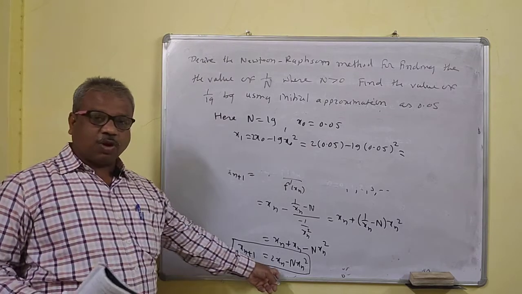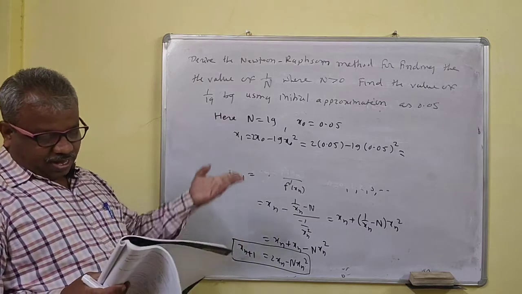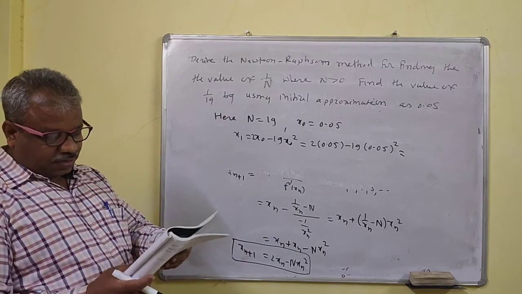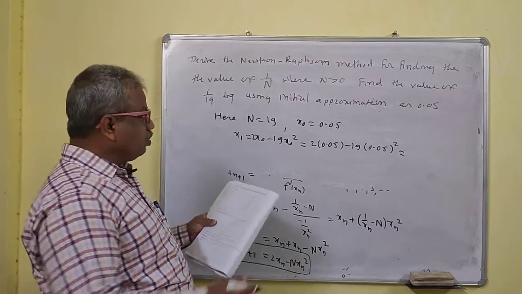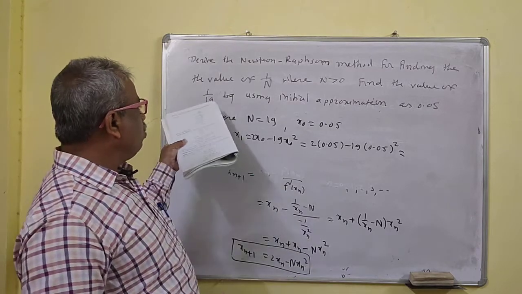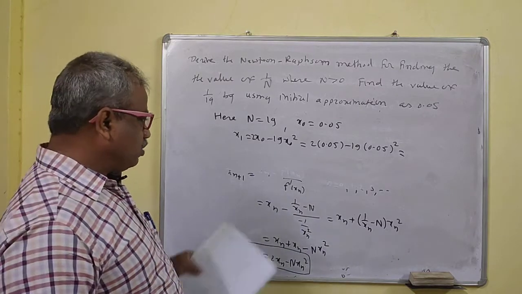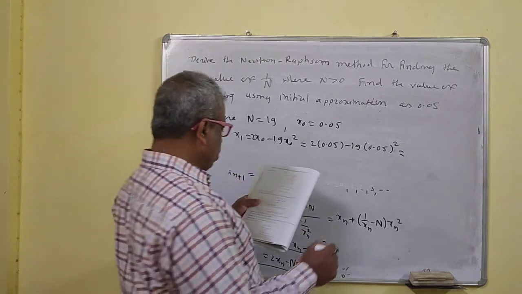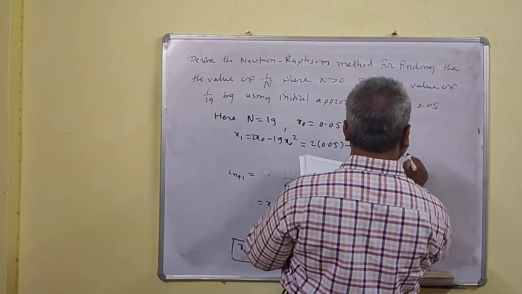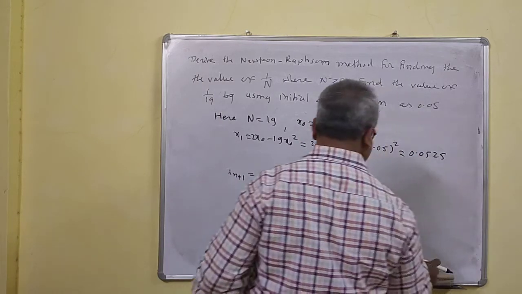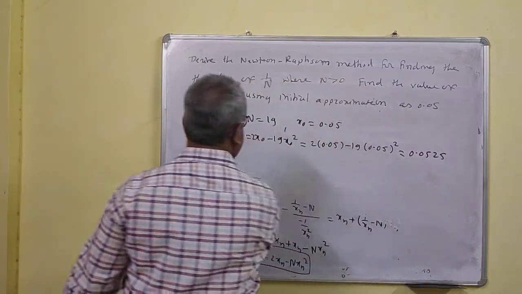So this is the general formula. We will find the value correct up to 3 decimal places. It is not given, just 1 upon 19 is given, so we will find it up to 3 decimal places. So your x1 is whatever we got here, 0.0525. This will be x1.